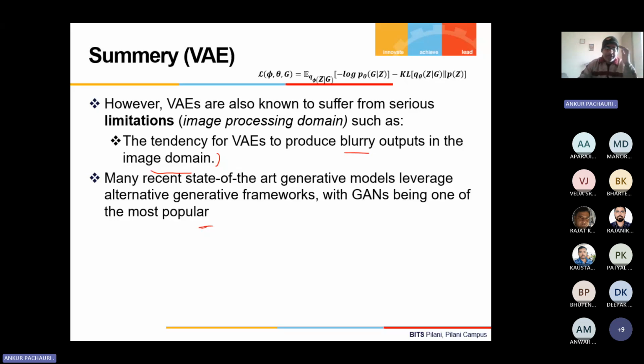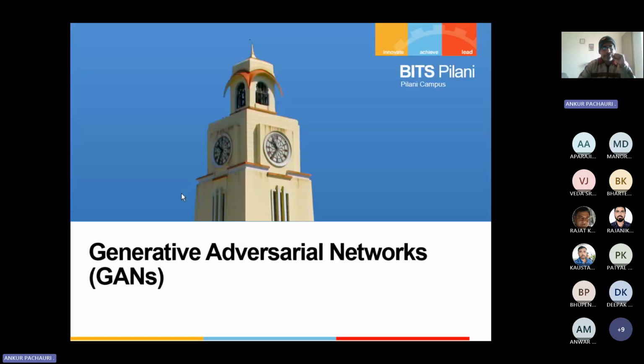Okay, so this was related to variational autoencoders. Now, next is GAN, generative adversarial network. The second method of generating a deep generative model.